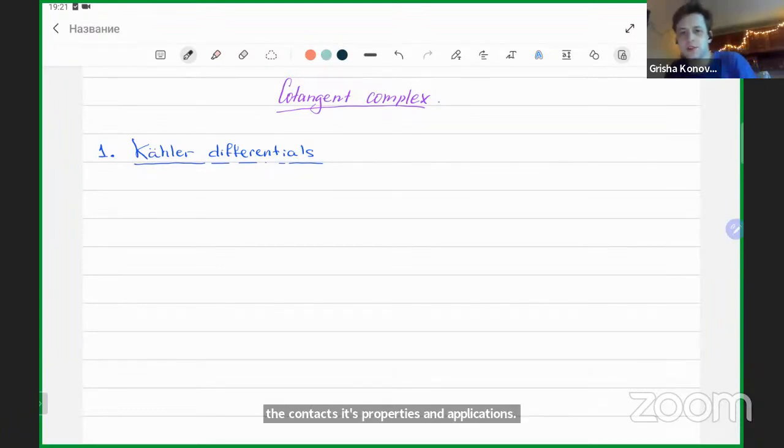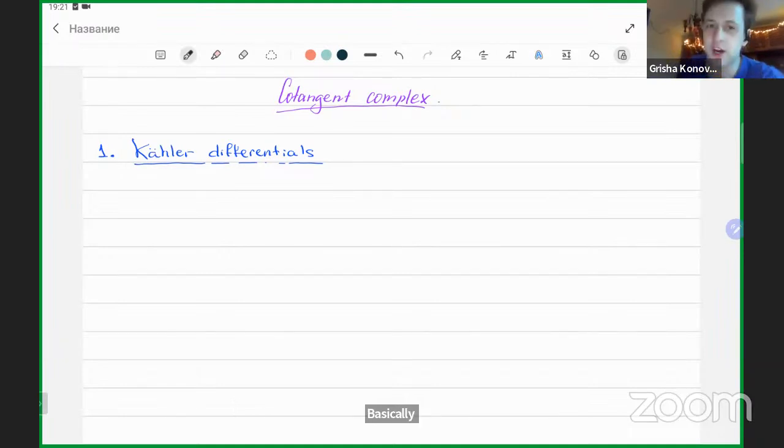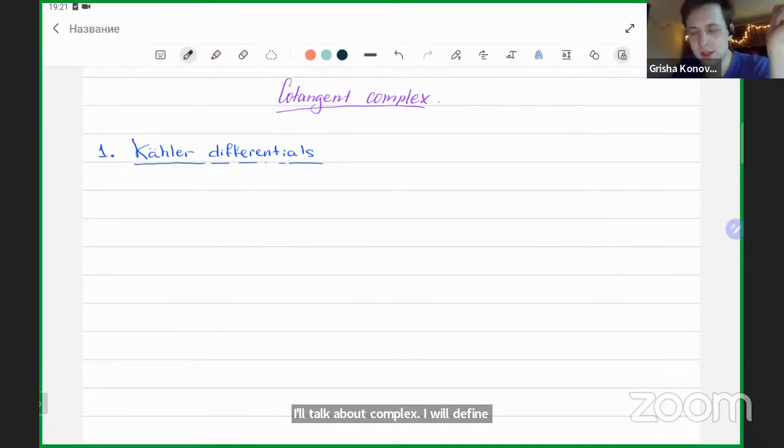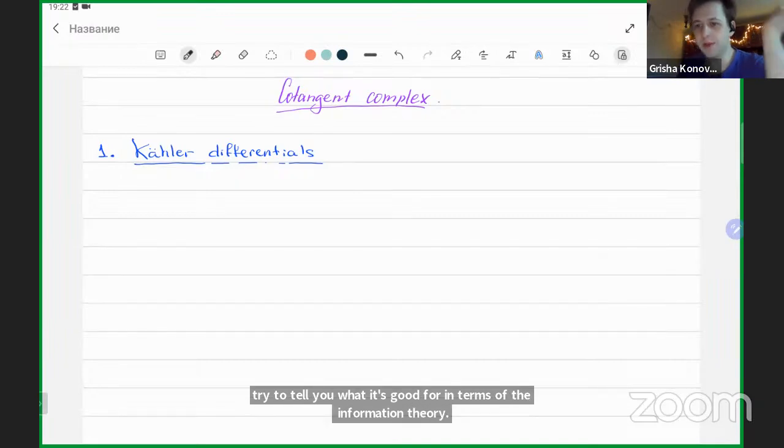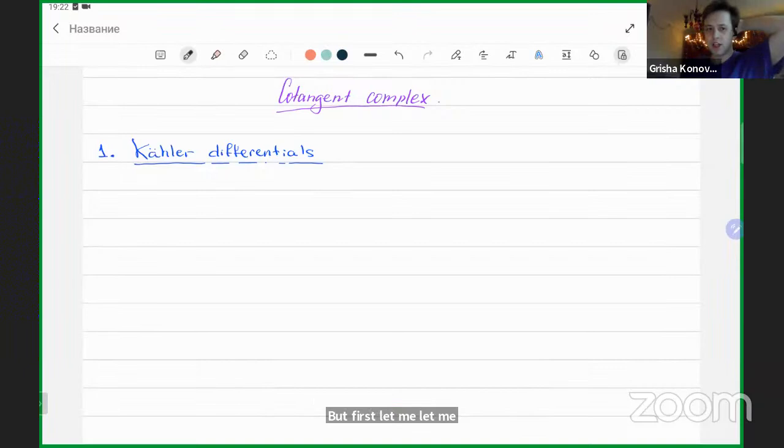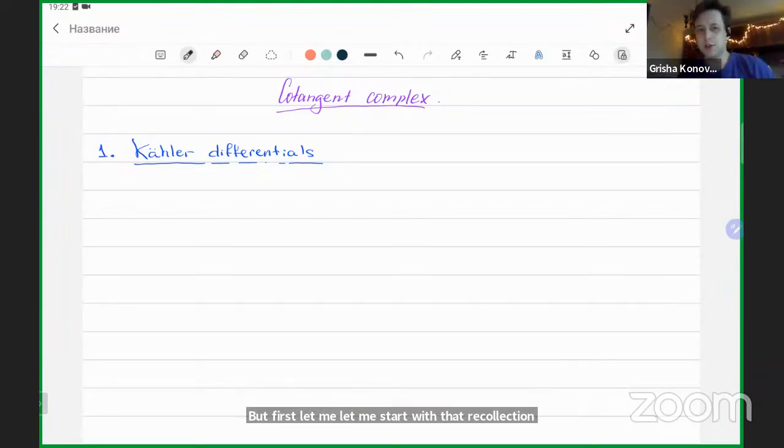Hi everyone, thanks for having me, and thanks for coming. Today I will talk about the cotangent complex. I will define it, and then I'll try to tell you what it's good for in terms of deformation theory. But first, let me start with a recollection from classical commutative algebra and classical algebraic geometry.